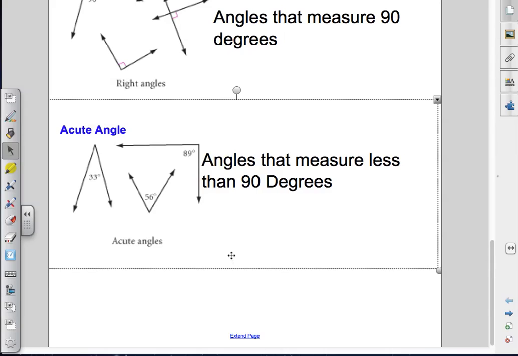I had one of my students tell me that a cute girl weighs less than 90 pounds. So that's one way that he remembered. I said, hey, whatever works for you. If a cute girl weighs less than 90 pounds, then that's an acute angle.